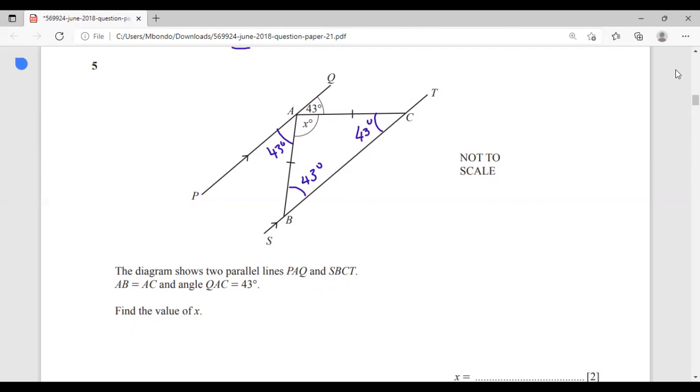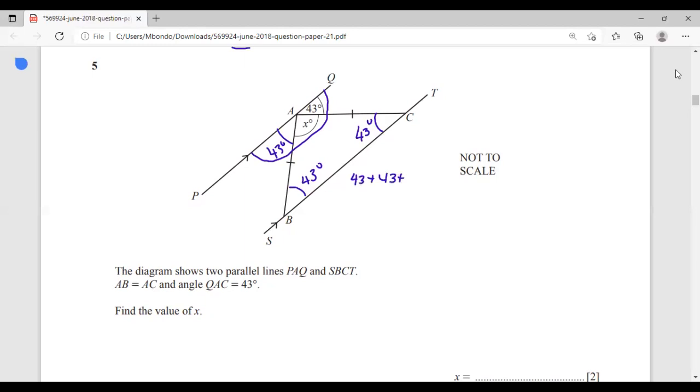And therefore, at this point, now we want to find the value of x, and look at where x is. We can either use these 3 interior angles of a triangle, or we can use these on a straight line here. Because angles on a straight line should add up to what? Must add up to 180.